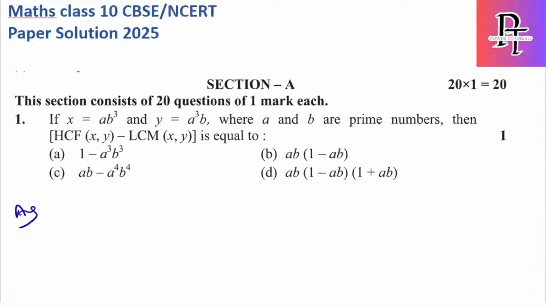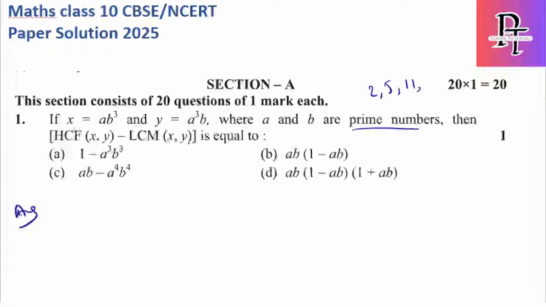x equals a b cube and y equals a cube b, where a and b are prime numbers. Prime numbers are the ones which have only 1 and themselves as factors. For example, 2 is a prime number, 5 is a prime number, 11 is a prime number. Then HCF of x, y minus LCM of x, y.